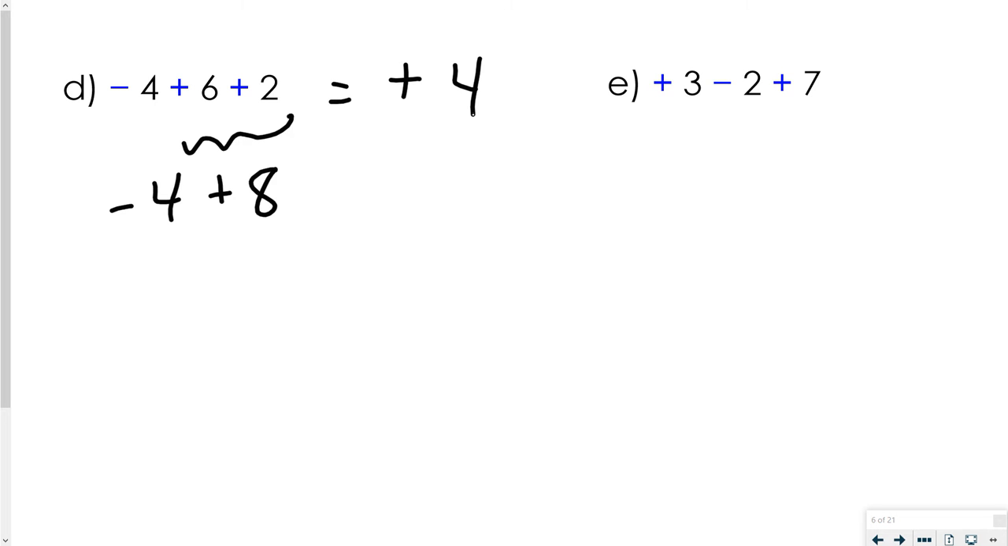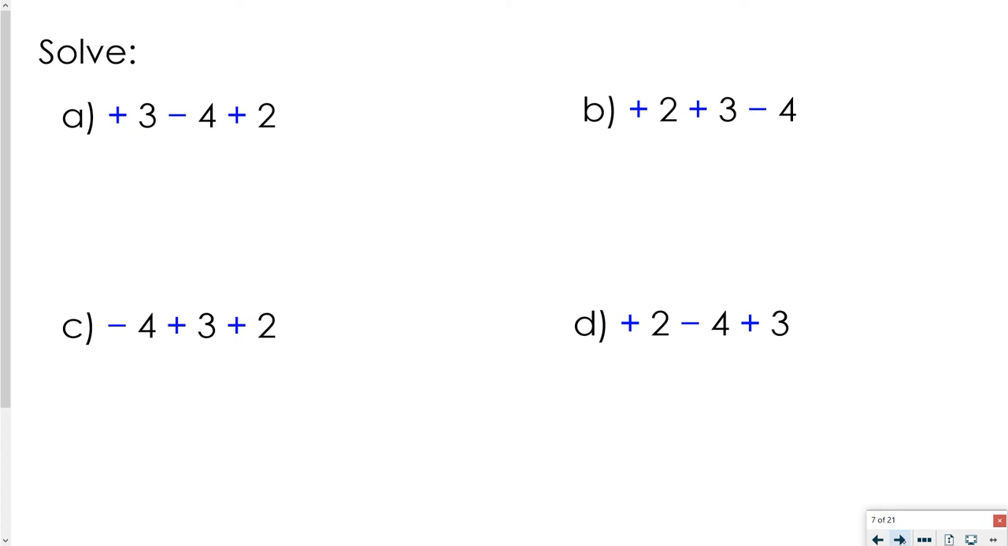In E, they've separated the gains, but I can still group them even though they're not side by side. That's fine. So I have a total gain of 10 and a loss of 2. So overall, my gain is bigger. And how much bigger is the gain? 8.